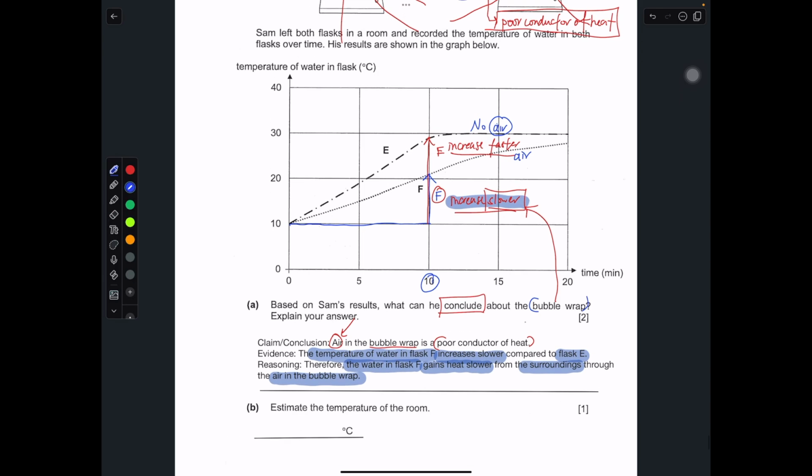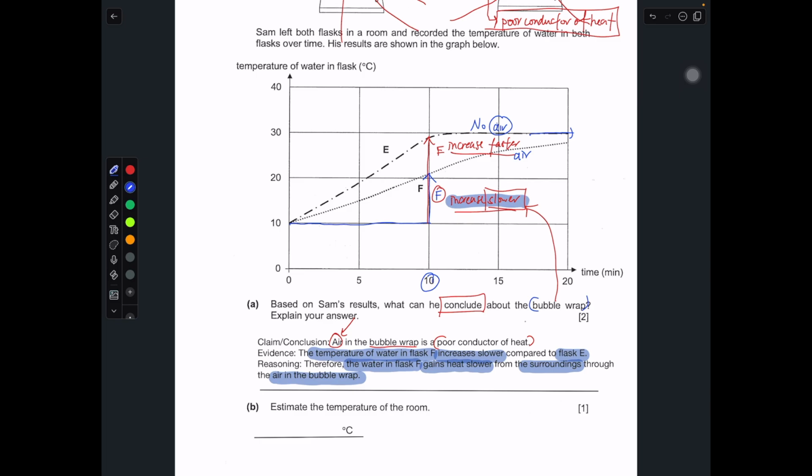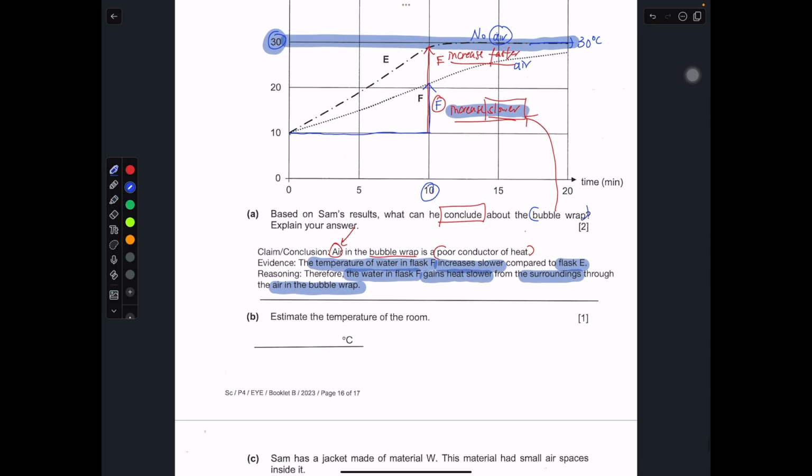Estimate the temperature of the room. The temperature of the room will be somewhere around here, because the water will gain heat until it remains at the same temperature as the surrounding. So this part over here is 30 degrees. How do I know? I match it to this line, so I know it's 30. Same thing: the unit has been written for you, so you just have to plug in the numbers.